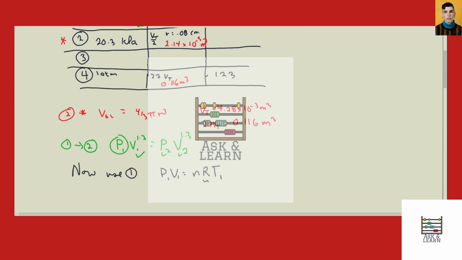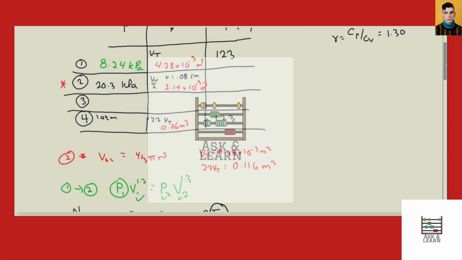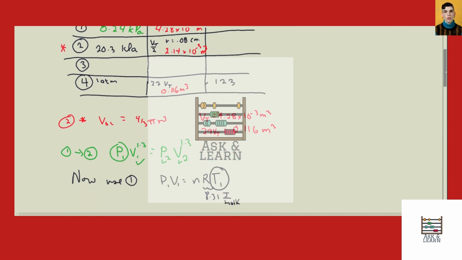R is just the gas constant, 8.31 joules per mole Kelvin. And we could solve for that high temperature, which is a very important quantity, once we find the number of moles. But actually we're using that point to solve for the number of moles, so let me be clear about that. So we can solve for the number of moles.